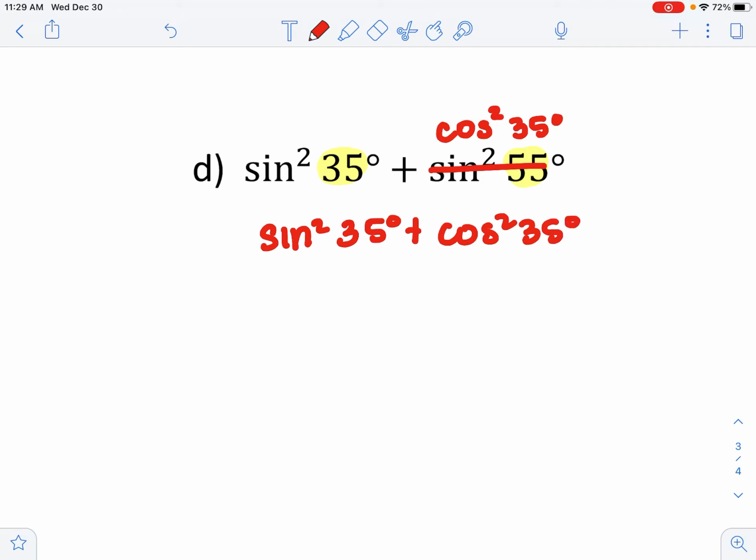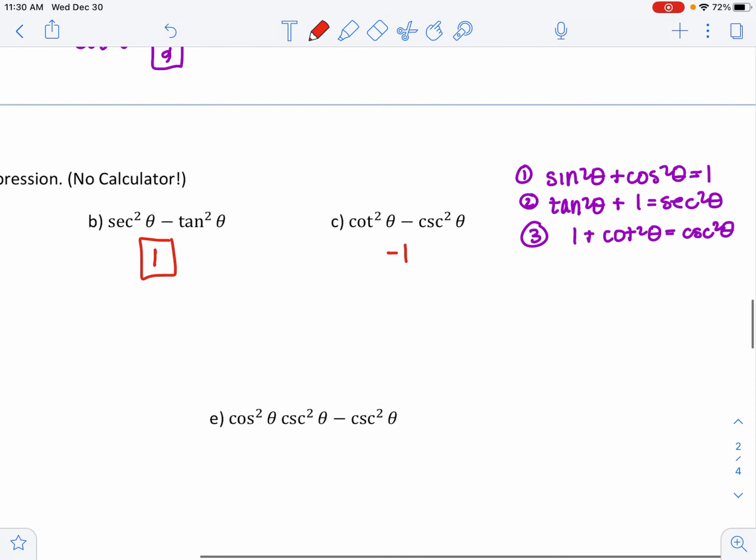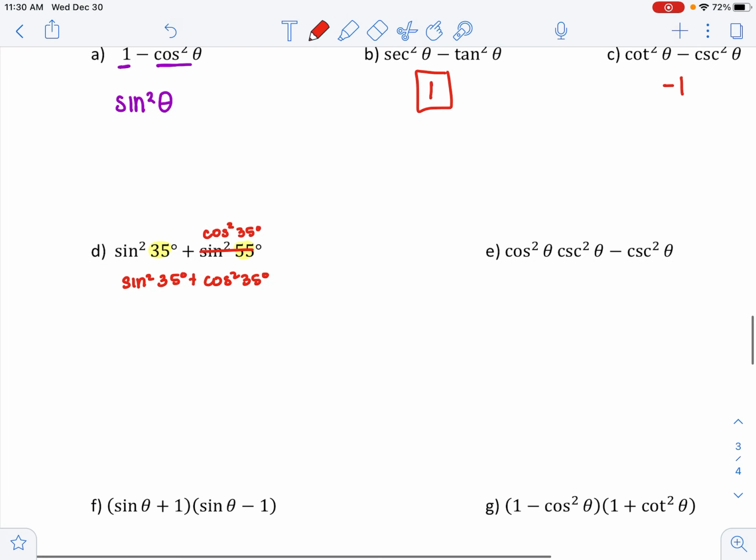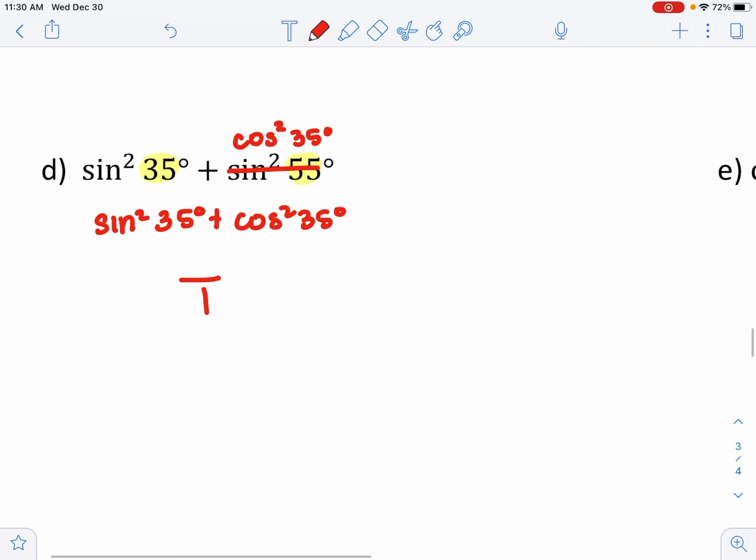But I want you to realize that it doesn't matter what angle this is. It's the same angle, so it's theta. Okay, so it doesn't matter that it's 35 and 35. It's just the same angle. Sine squared plus cosine squared is 1. So this is equivalent to 1. I'm going to get rid of those thetas that I drew over it.